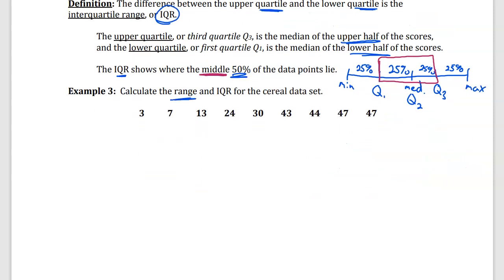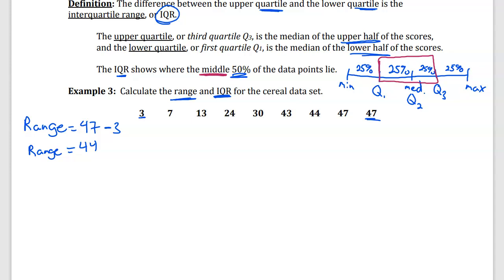So let's calculate the range and the IQR. Okay, so our range, not too bad. For the range, we find our highest value, which we put in order earlier. The highest value is 47, minus our lowest value, which is 3. We do that subtraction, and we get a range of 44. So we're spread out by 44 points.